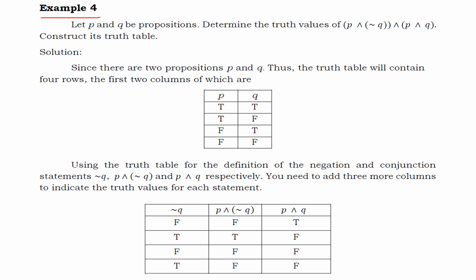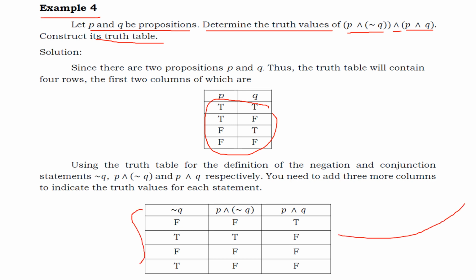So for example number 4, let P and Q be propositions. Determine the truth values of P conjunction negation Q, conjunction P conjunction Q. Construct its truth table. There are two propositions involved, P and Q. So these are the combinations that we can get from these two propositions. We simply use these values. Thus the truth table will contain 4 rows, the first 2 columns of which are as you can see in this one. So we're going to add this second table on this one.